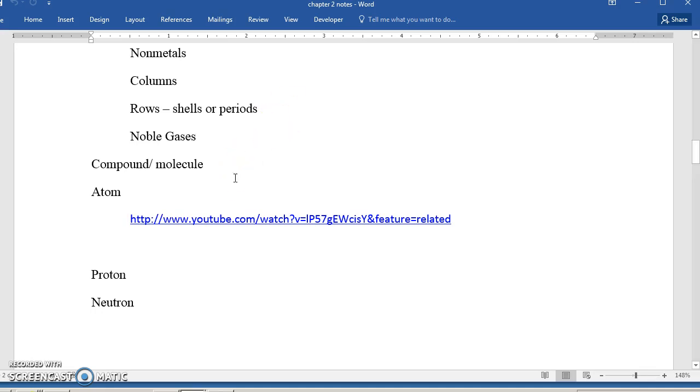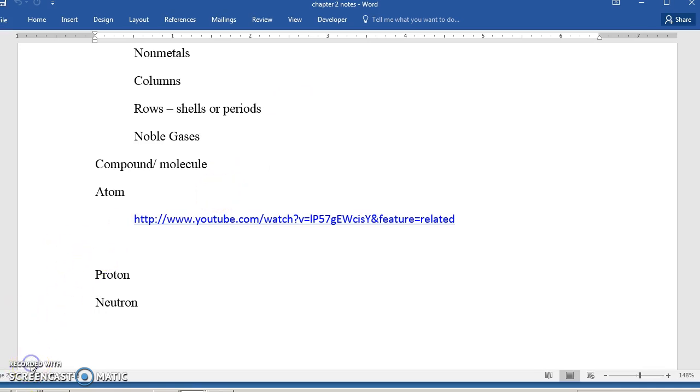And that brings up, what is an atom? An atom is the smallest part of an element that still retains the characteristics of that element. Also, an atom would be made up of a nucleus and an electron cloud.